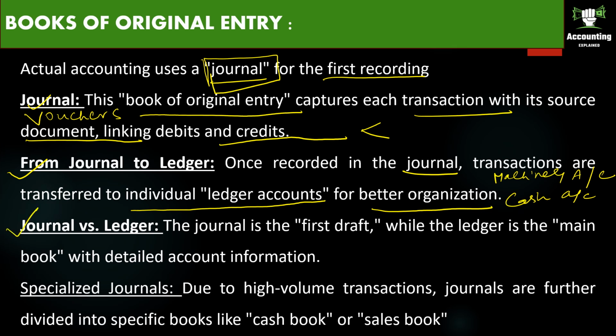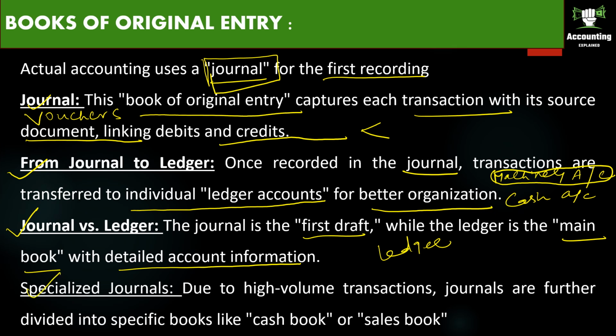Journal versus ledger. The journal is the first draft. So first you have to prepare the journal, while the ledger is the main book with detailed account information. For example, if you want to know the balance of machinery account on a particular date, you can just pick up the ledger and find out the balance on that date very easily.